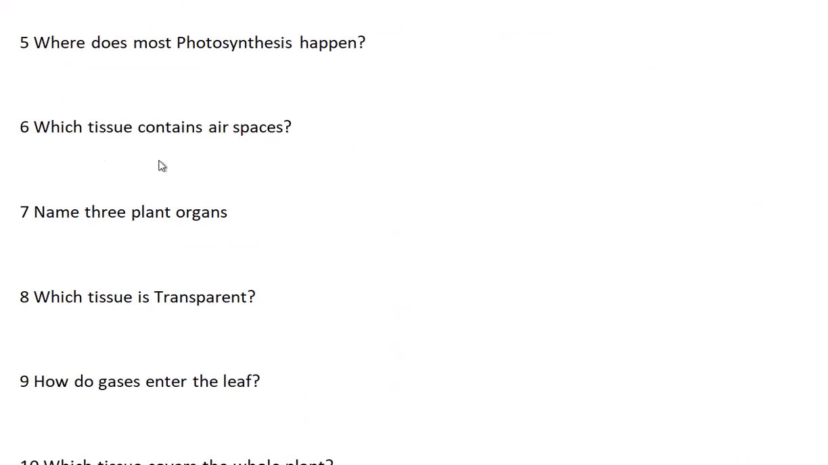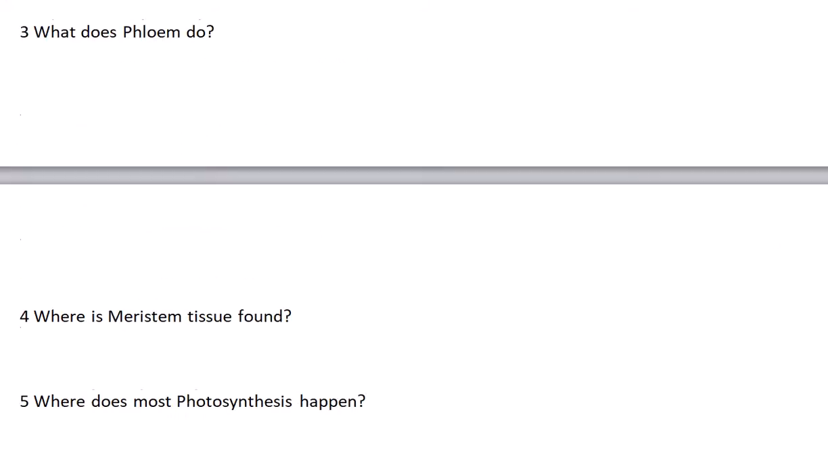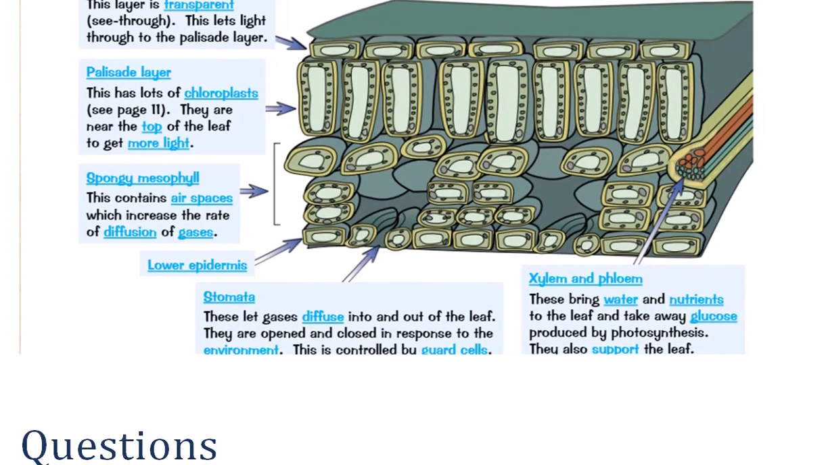Okay, next question. Which tissue contains air spaces? Back to the information. Now, the air spaces are here. This material here, spongy mesophyll, which is this layer here, it's got a lot of empty spaces in it. And the empty spaces, they actually connect up with each other. So it's like a cave system. So gas could actually diffuse in through here, and then pass through here, and then out through this stoma here.